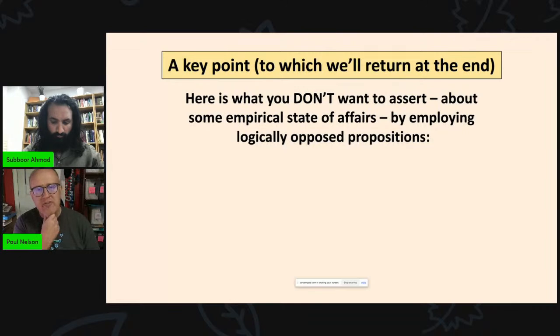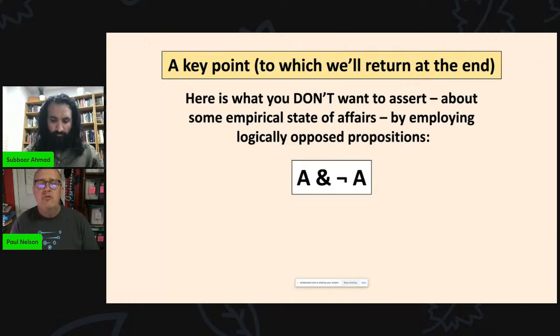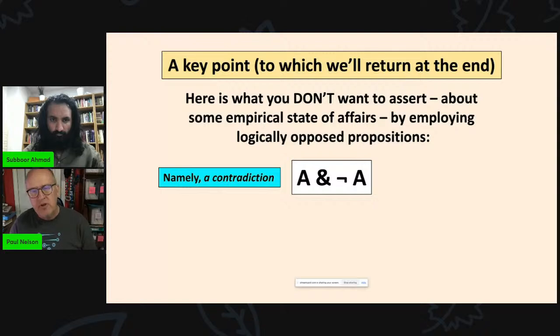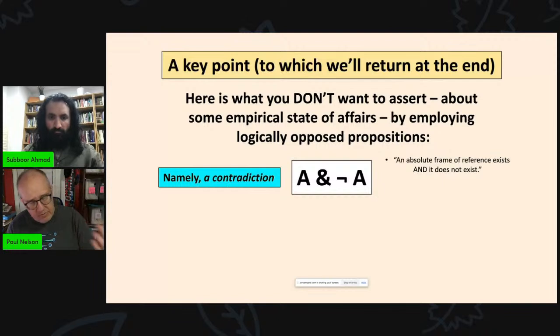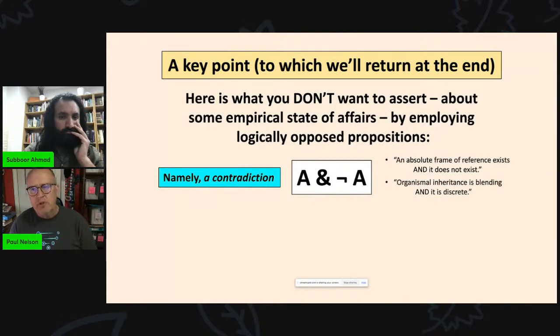This is what you never want to do in a science, or even in daily life, I guess, for that matter. You do not want to employ logically opposed propositions in your theory. You do not want to assert contradictions, here A and not A. So here are some examples from science. If you're doing physics, you do not want to say that there's an absolute frame of reference that exists, and by the way, it does not exist. Or in biology, organismal inheritance is blending, and by the way, it's discrete. Or if you're a planetary geologist, the continents are immobile and also they move.